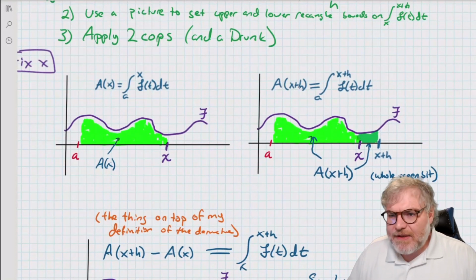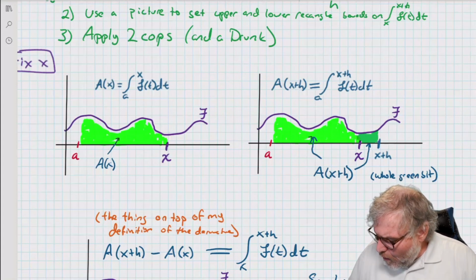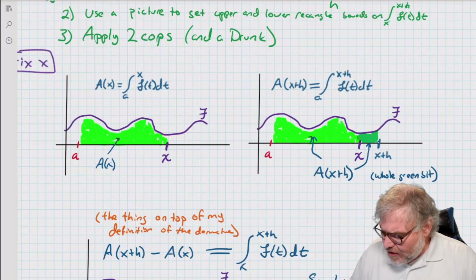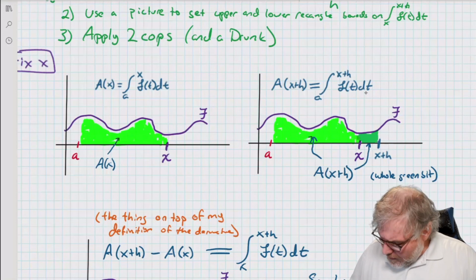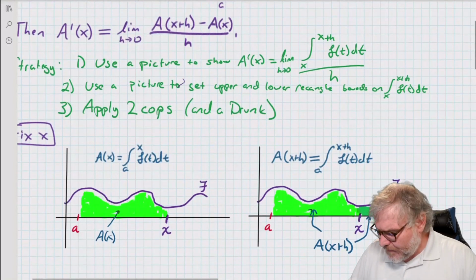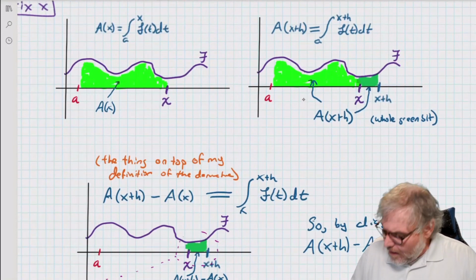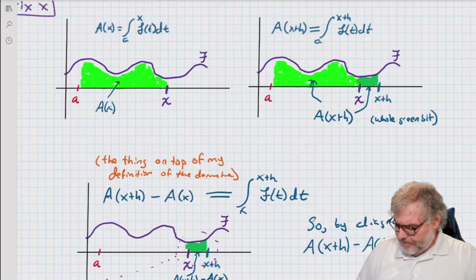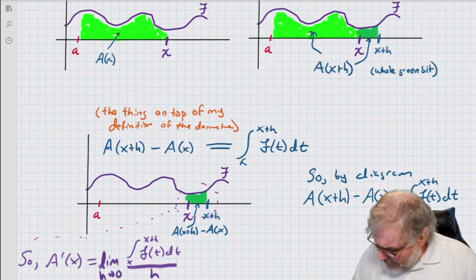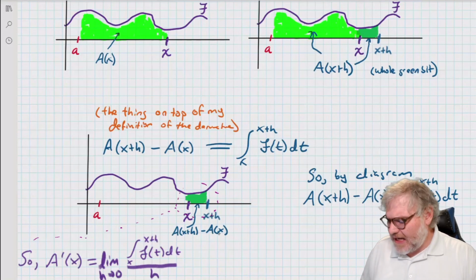A of x plus h would be the integral from a to x plus h of f of t dt. So it would be this whole integral from a to x plus h, so all of this area here. So that's everything. Well, let's look at this. What I want here is A of x plus h minus A of x. So I want this whole green piece minus this light green piece. And that's going to give me that little bit of area right there. So the area from x to x plus h is A of x plus h minus A of x.